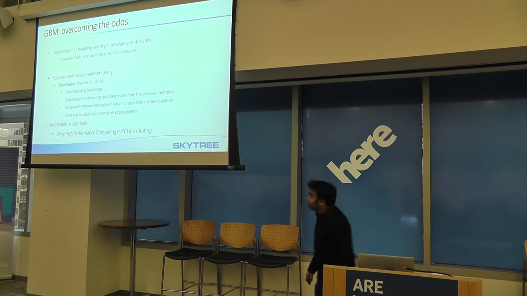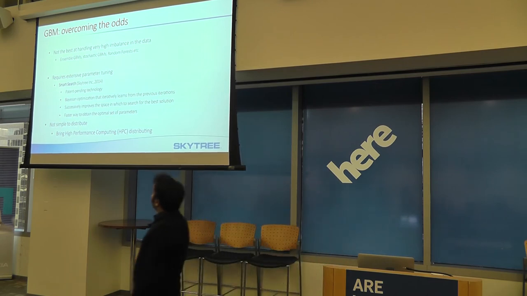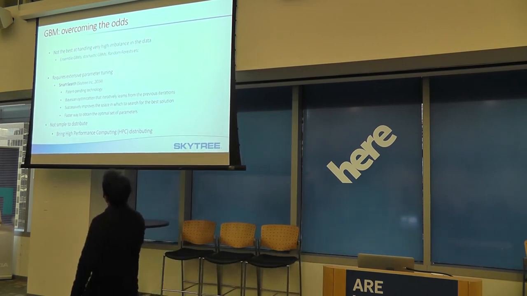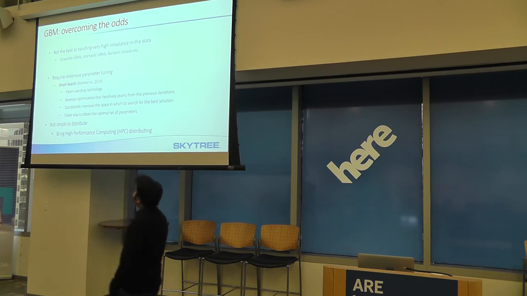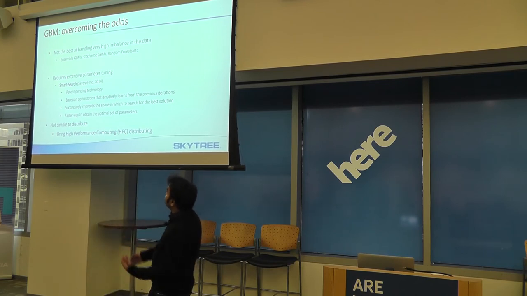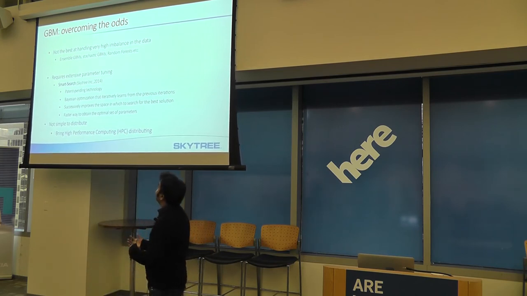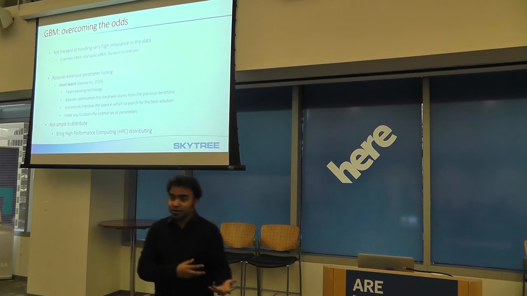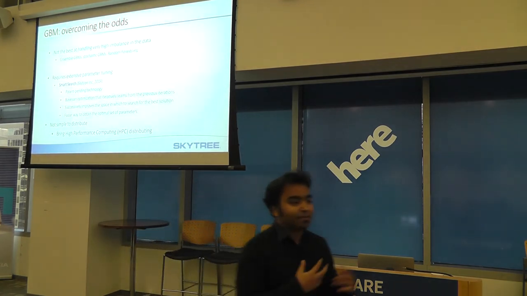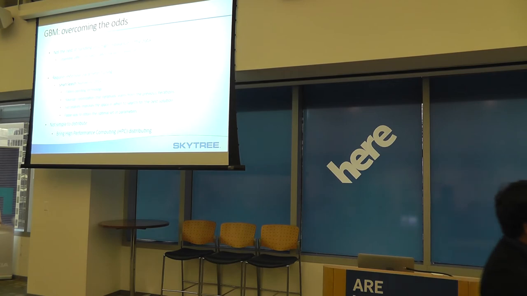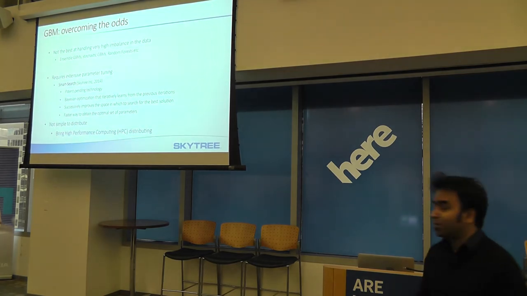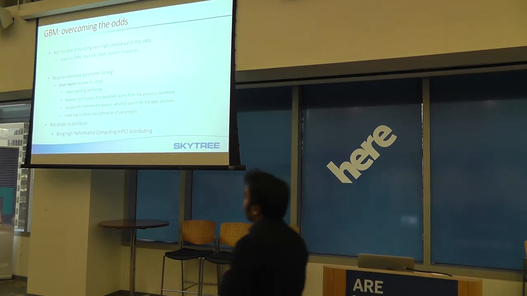Right. Talk about some of them, and this is the remaining stuff. Overcoming the odds: GBMs are not the best at handling high imbalance in the data. Again, I talked about ensemble GBMs and stochastic GBMs a little bit. You can also consider random forests. All three of these techniques help in reducing the variance in the data and also help you solve the imbalance problem that you see in your data set.